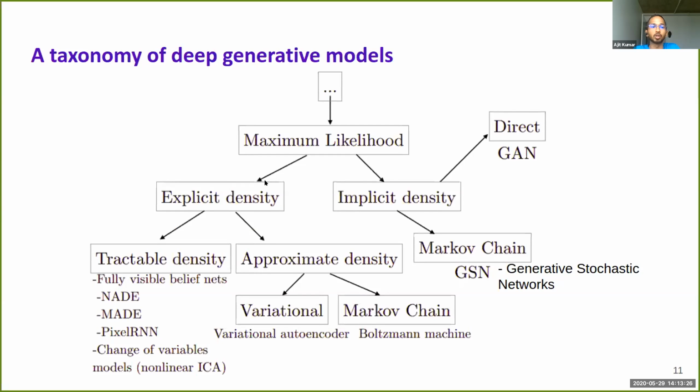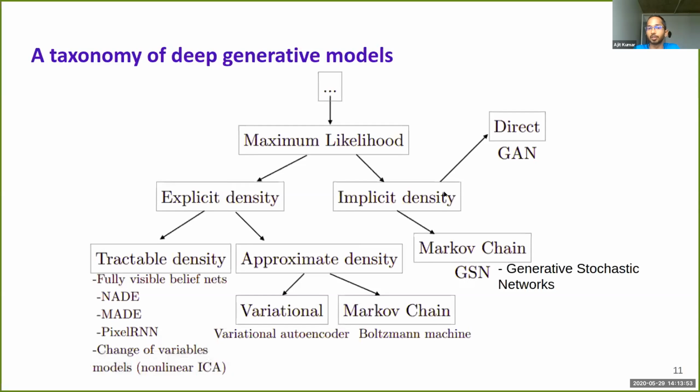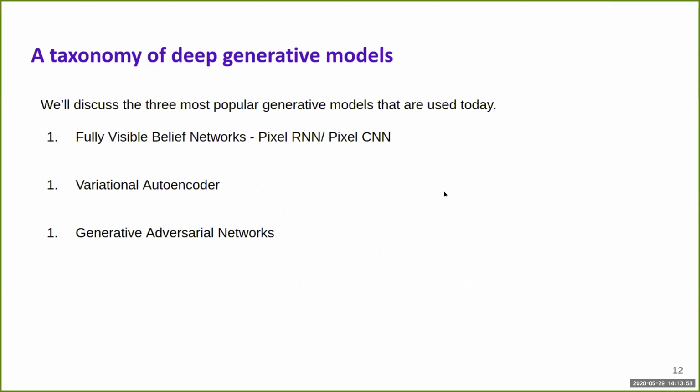For explicit density models, there are some models which can give us a complete picture of the probability distribution, and there are some other models which give us only an approximate probability distribution. We'll talk about some of these: pixel RNNs, variational autoencoders, and then there are some implicit density estimation models, and GANs come under implicit density estimation. So we'll talk about GANs as well. These are the three.